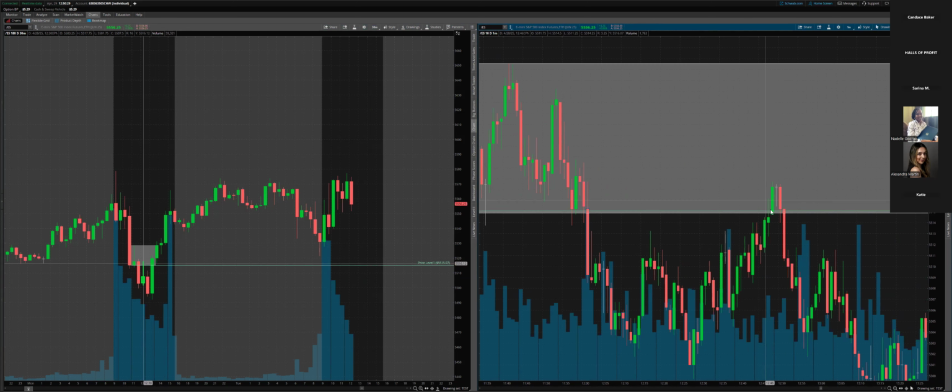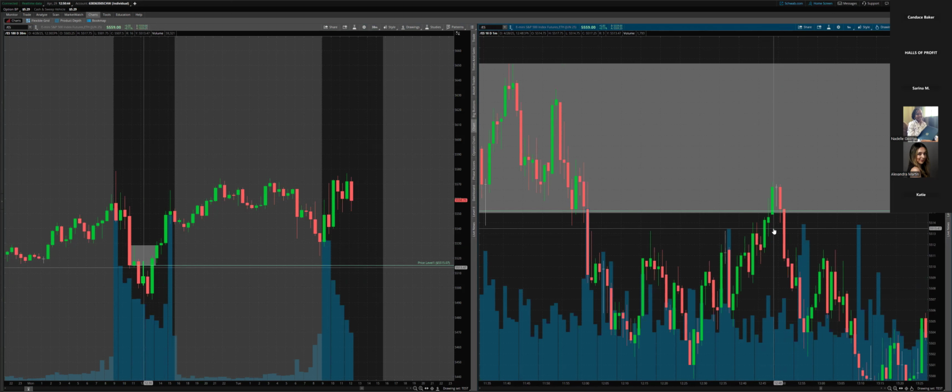Now, you still have to manage your risk, right? I still have to recognize that my zone is this big. And what if price continues through my zone? I have to be okay with whatever amount I risk. I have to be okay with losing that on the trade.